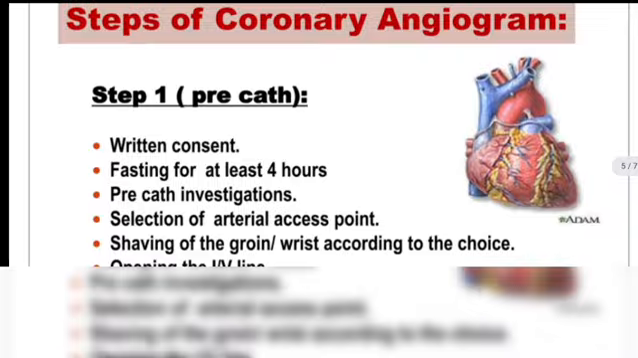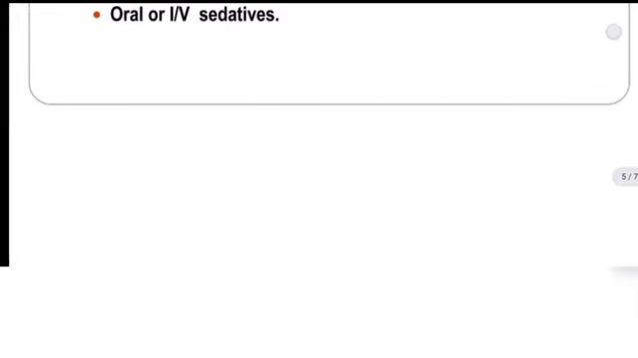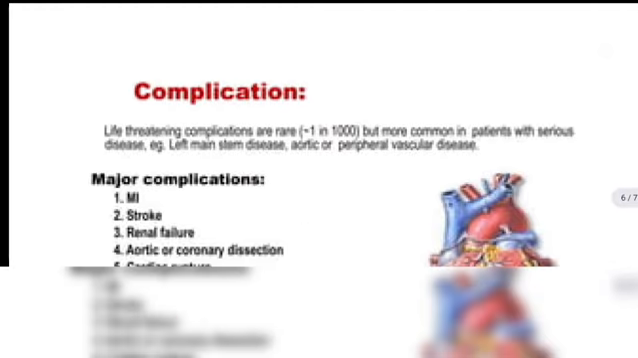So, what are the steps we follow during angiography? First, we write a consent form. Fasting will be maintained for the patient for at least 4 hours. Then pre-cath investigations will be done. We select the arterial access point. In the case of wrist or groin, we shave that area, open the IV line, and connect the patient to the cardiac monitor, and we give IV sedatives, either oral or IV. Then the patient lies on the angiographic table.